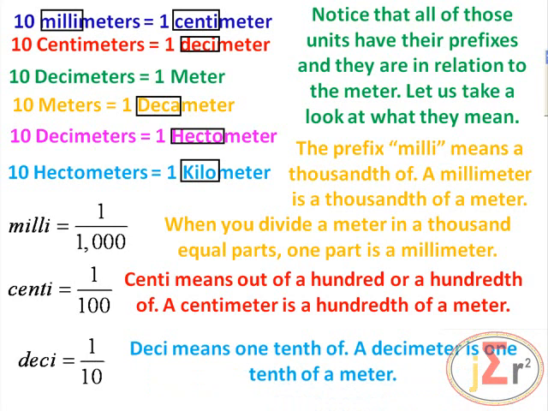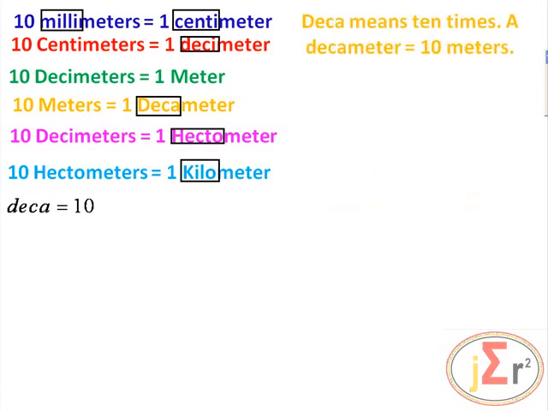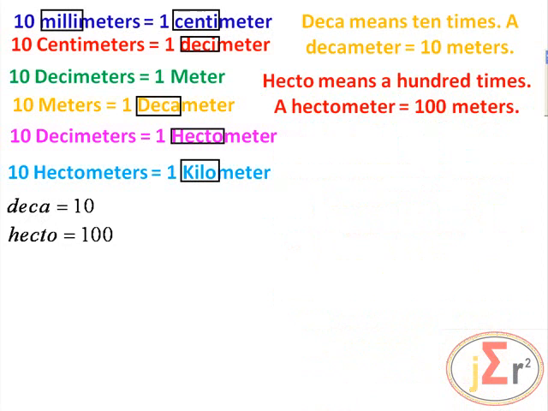And do you know deci from anything else? Decimal. And decimal has to do with your base 10. Our regular number system has 10 digits: 0, 1, 2, 3, 4, 5, 6, 7, 8, and 9. Deca equals 10. Deca means 10 times. A decameter is 10 meters. Hecto means 100 times. A hectometer is 100 meters.